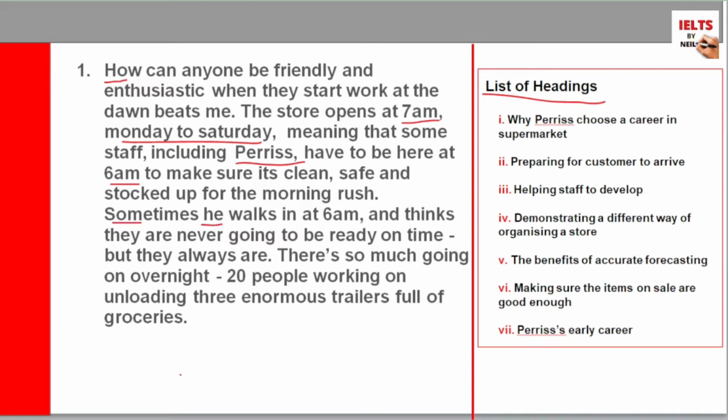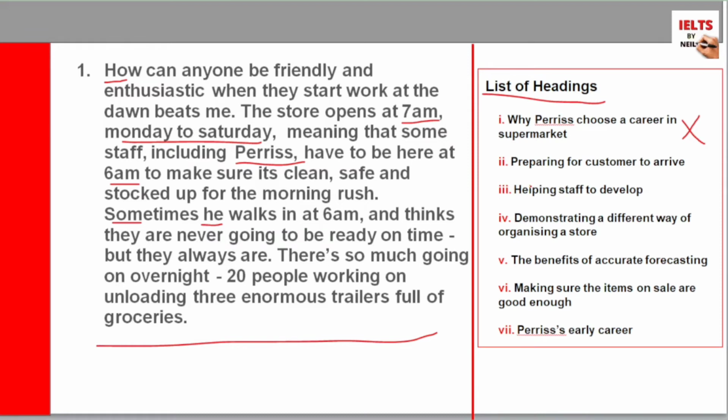Alright, so let's try to find the most suitable heading. What we're going to do is, after reading this whole paragraph, we're going to go through each of these headings. For example, let's start with the first one. Number 1, why Paris chose a career in supermarket. Do you think that the writer is talking about Paris's career here in the supermarket? No. So that's a no.